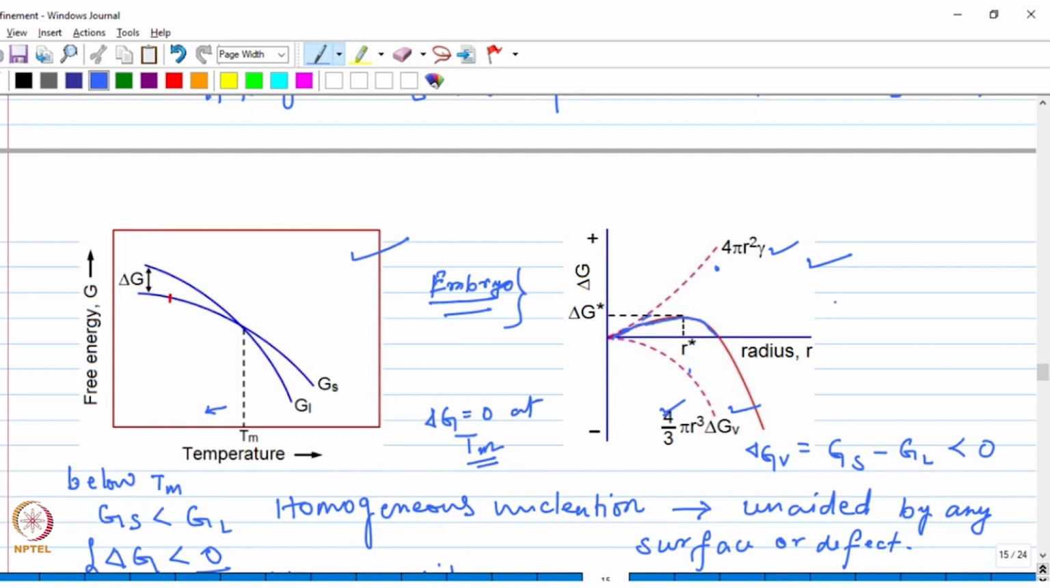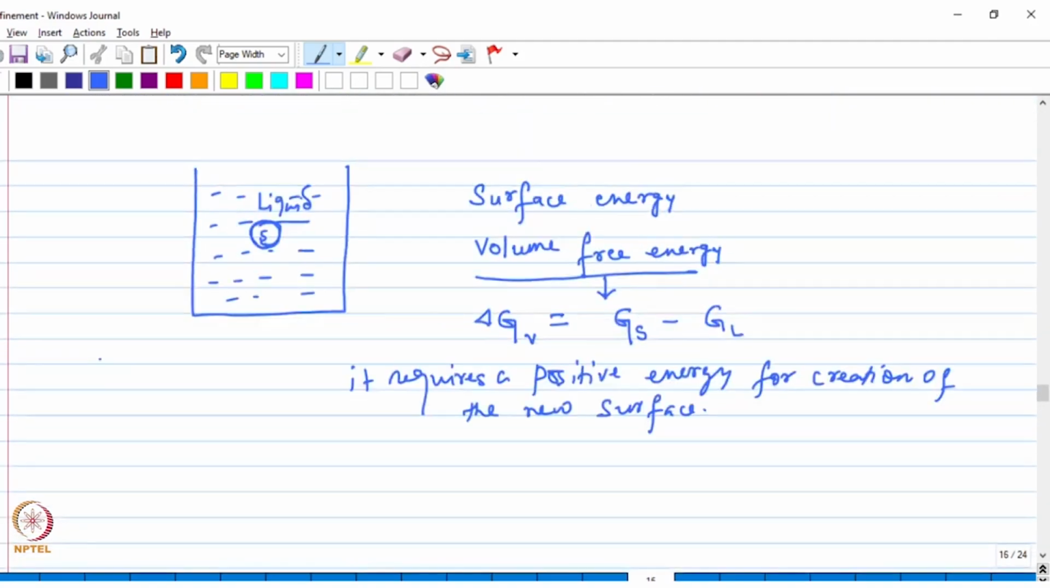the nucleus will be stable, because now the transformation can take place, the transformation from liquid to solid, because free energy is now decreasing, right? So beyond this critical size, the nucleus will become stable and it will grow. Right? So this curve that you see, this basically represents the energy barrier for the nucleus.